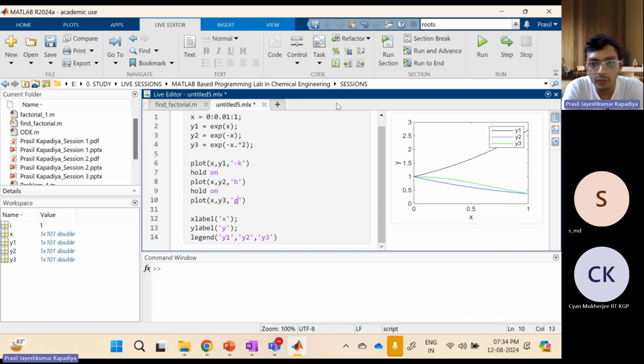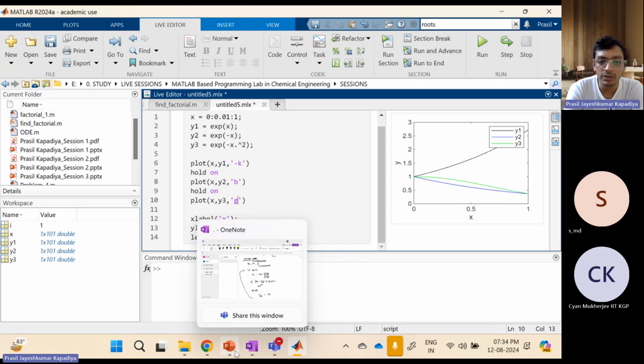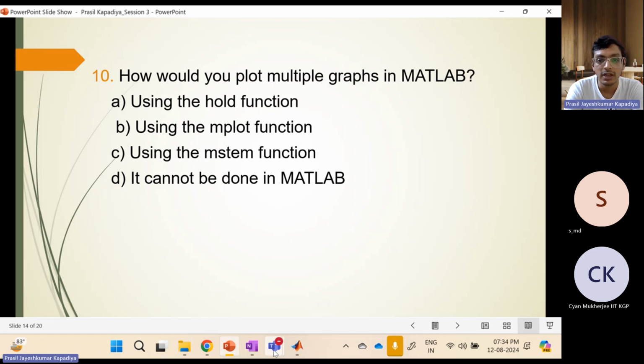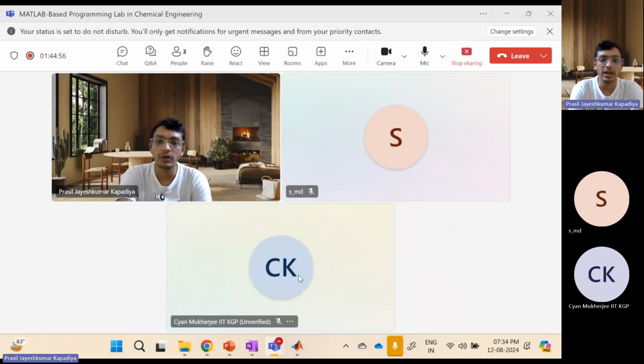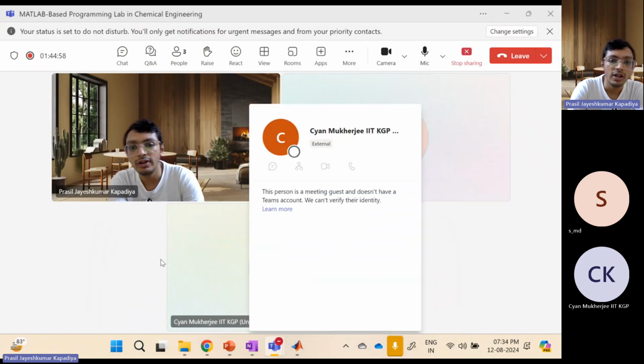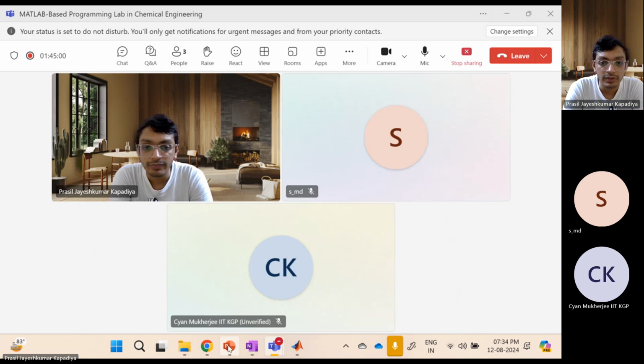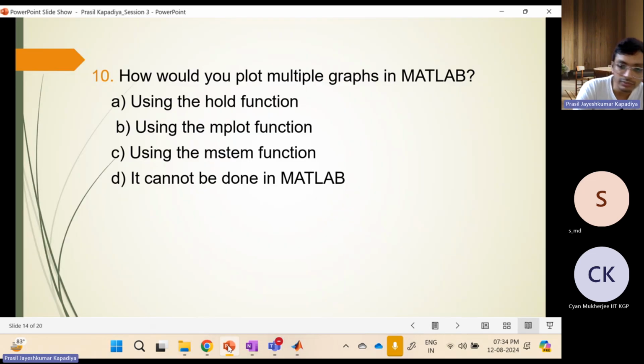Okay, so this is how we can plot it, and the question was how we can plot multiple plots. So the answer is using hold on function. I hope whoever has joined, you're understanding.